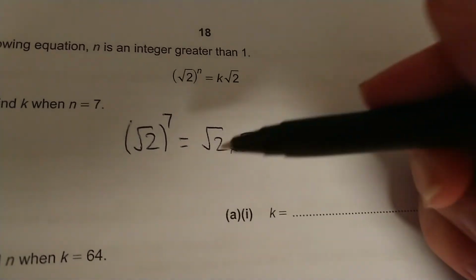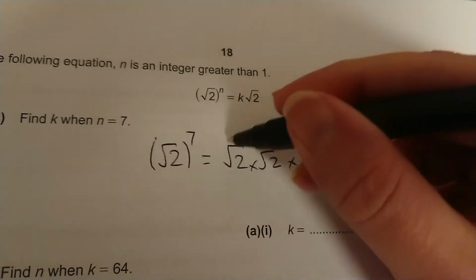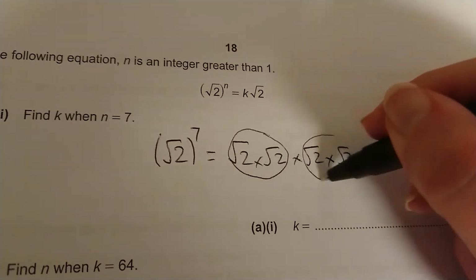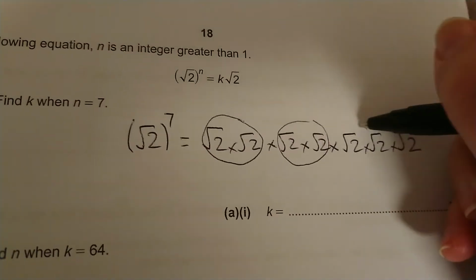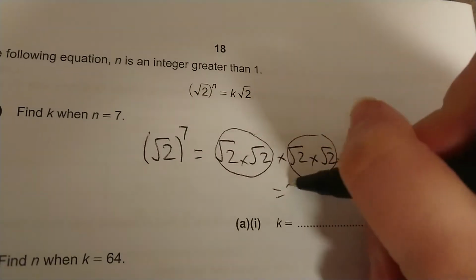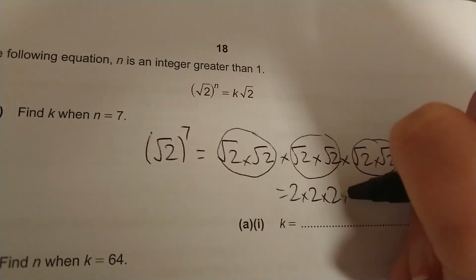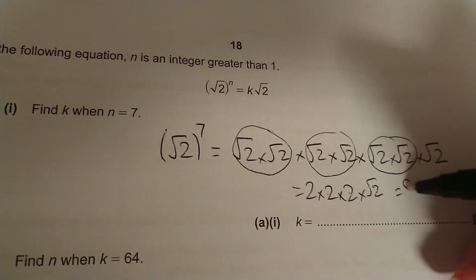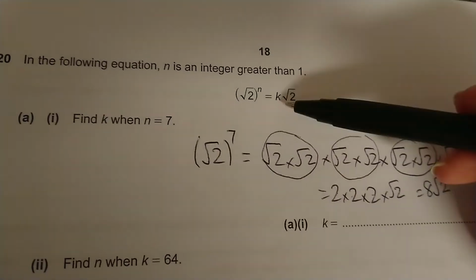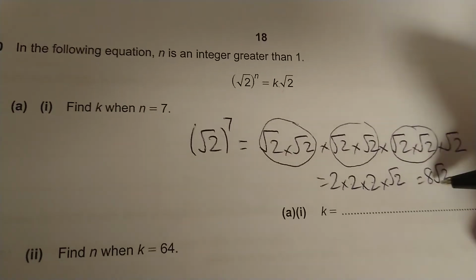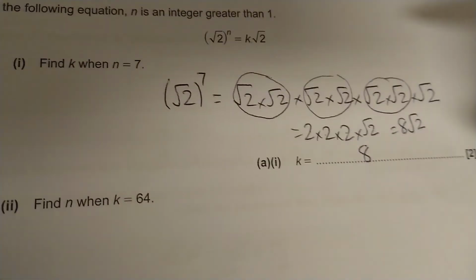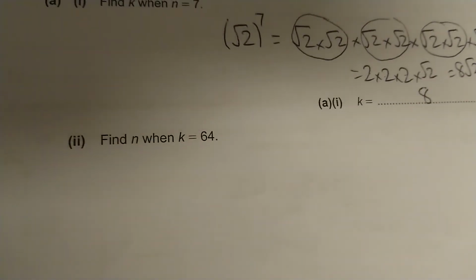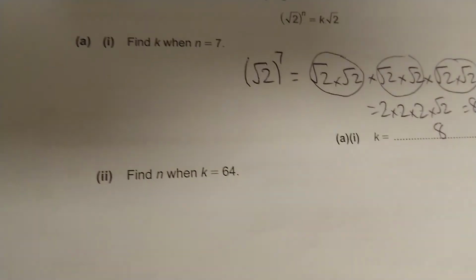In terms of that now, we know root 2 times root 2 is 2. And that's going to make another 2, and that's going to be another 2. So that makes 2 times 2 times 2 times root 2. And 2 times 2 times 2 is 8. So it's 8 root 2. So therefore k is just the number in front, which is the 8. Right. The next one is the one that is a little trickier.